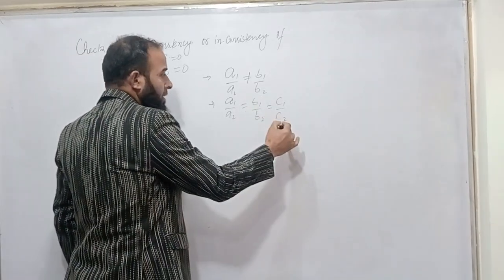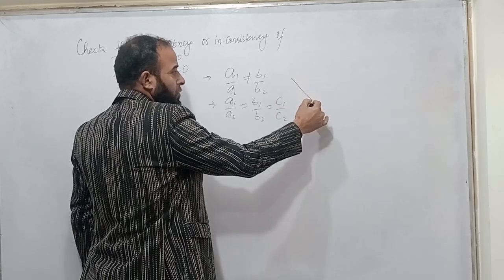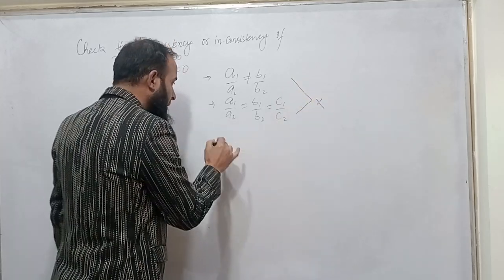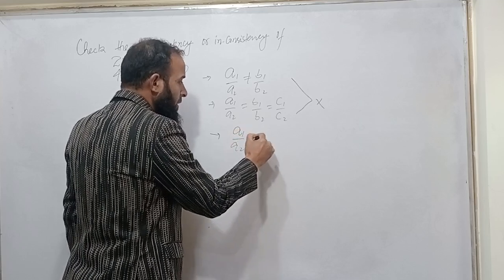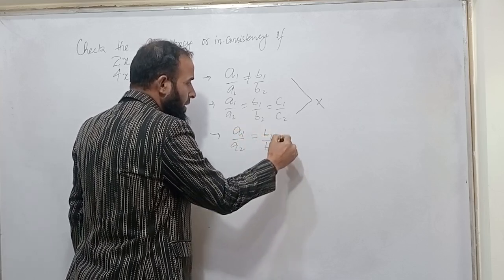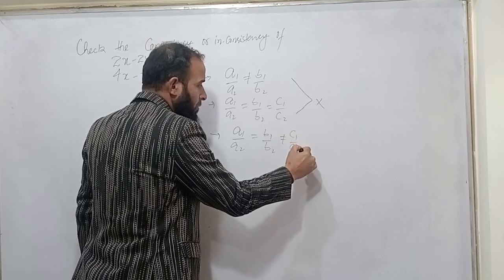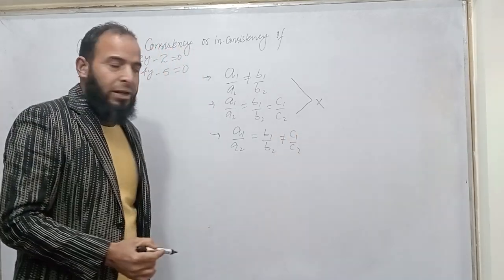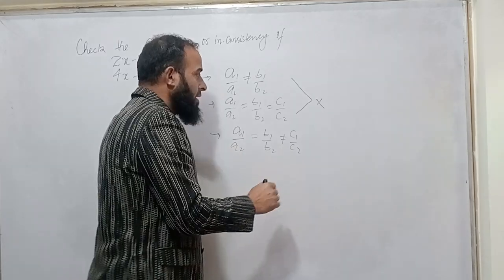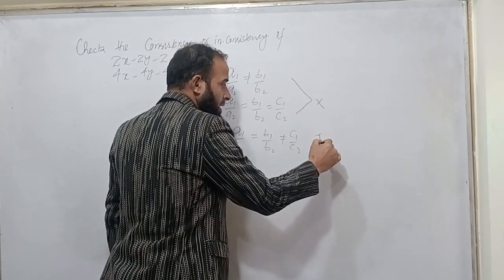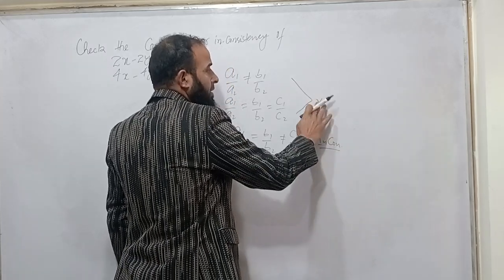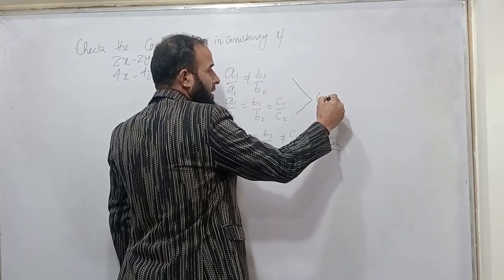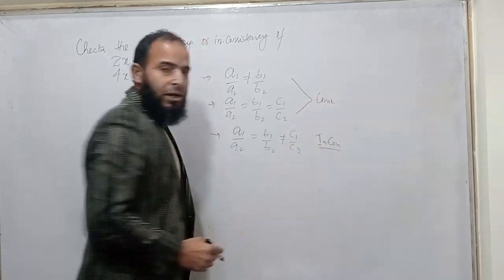If these two will not hold, then if this holds, a1 by a2 is equal to b1 by b2 is not equal to c1 by c2. If this one holds, then we say that these are inconsistent, and in the other case we say these are consistent.